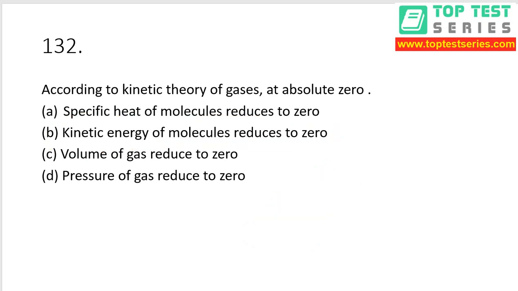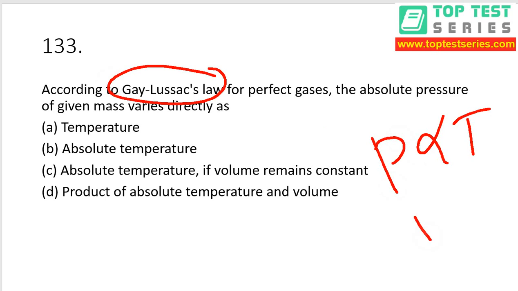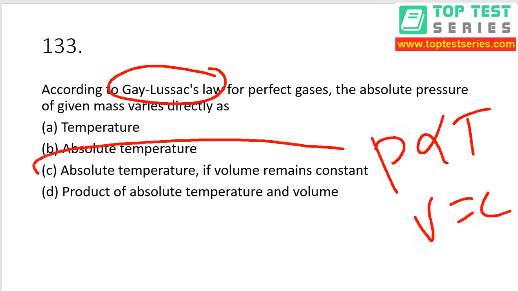So question number 132, the answer would be option B. That is the correct answer for this question. Now let's move to question number 133. According to Gay-Lussac law for perfect gases, absolute pressure of a given mass varies directly. If you're talking about Gay-Lussac law, my dear, it is saying pressure is directly proportional to T, volume is constant. That means option C is the correct answer.